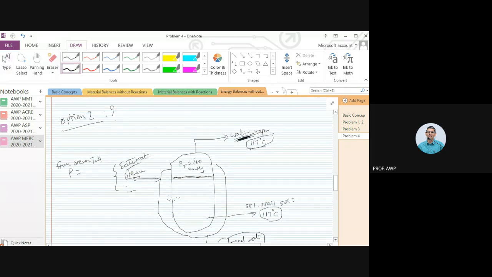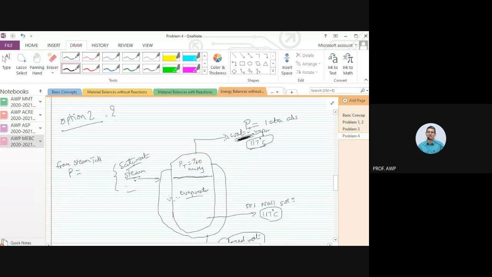Just one hint. What is the pressure at which this water vapor is coming out? This water vapor is coming out from where? Sir, atmospheric pressure. Correct. It is coming from the evaporator, right? What is the pressure of the evaporator? 760. So this pressure also is 760 mmHg. That means this is 1 bar, 1 atmosphere absolute.